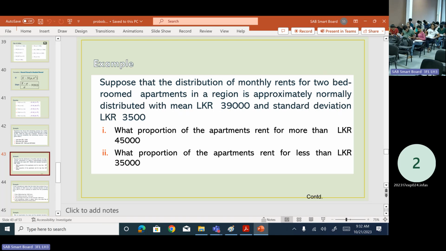Next, I will check whether it is there in the 16th winner. Two-bedroom apartment.